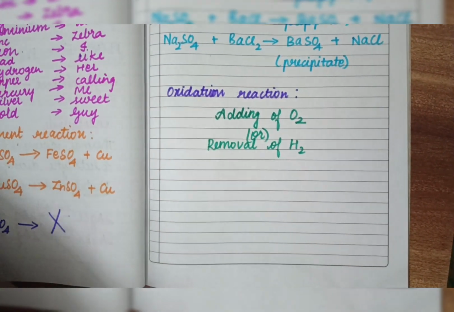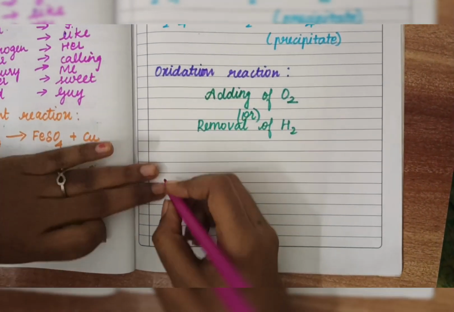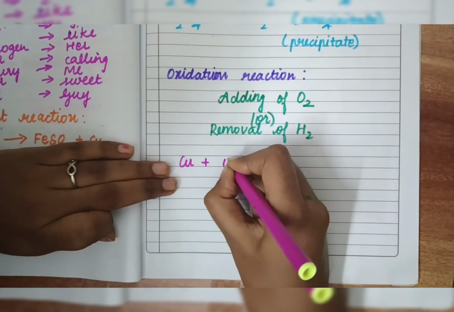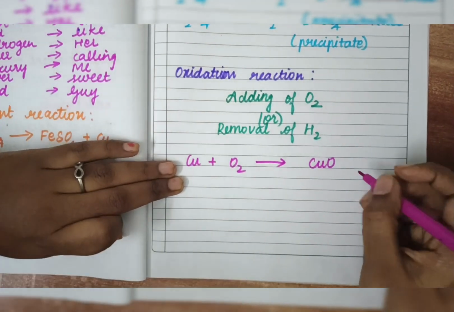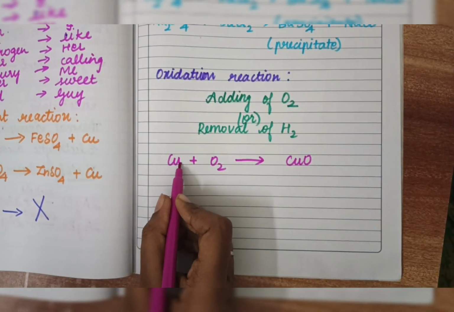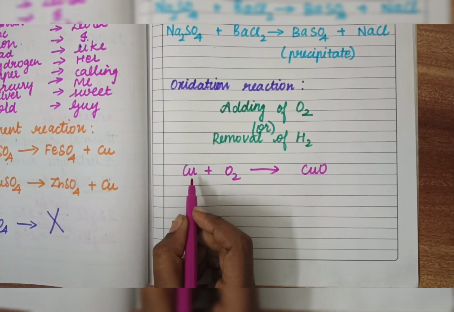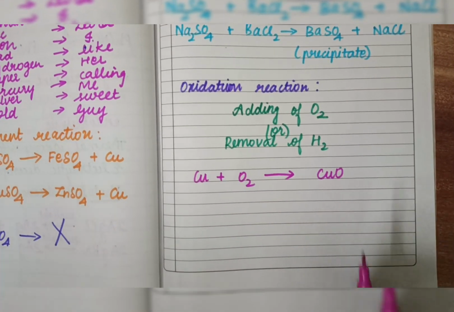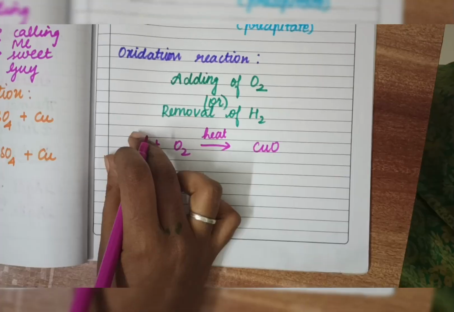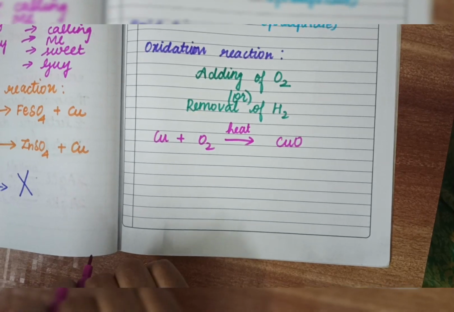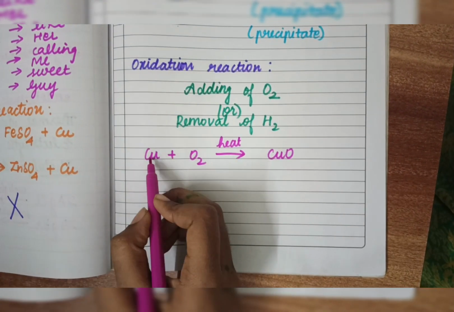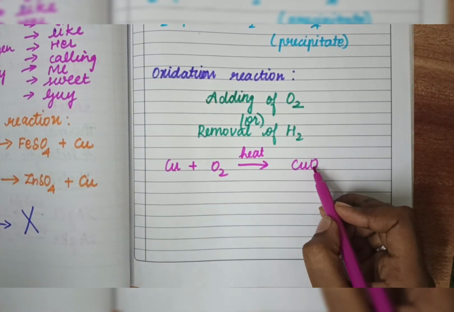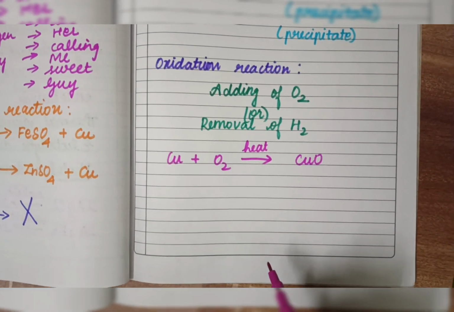Let's see the example. When copper reacts with oxygen, it gives copper oxide. Copper is single here, whereas oxygen is added to the copper in the product side. When heat is applied to copper in presence of oxygen, we get copper oxide. You can see that copper is single here, whereas it is attached to oxygen.